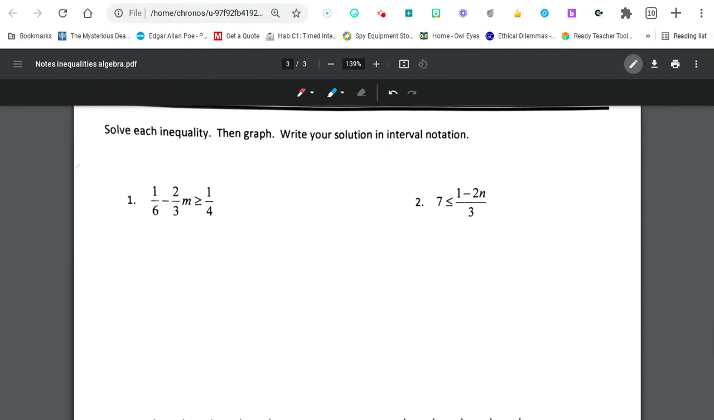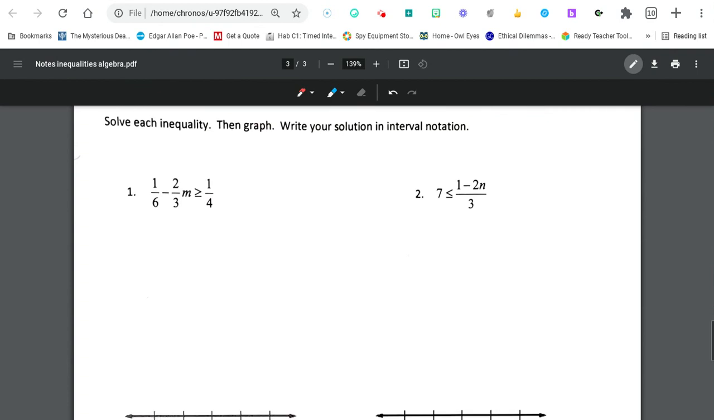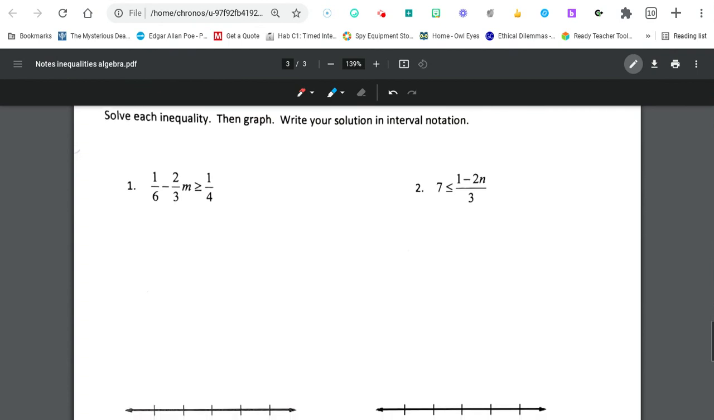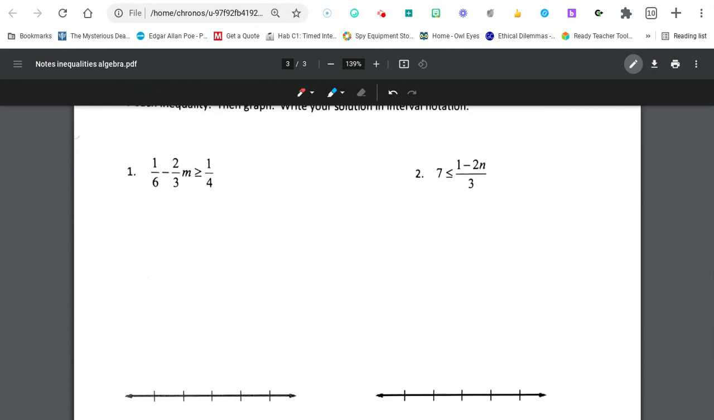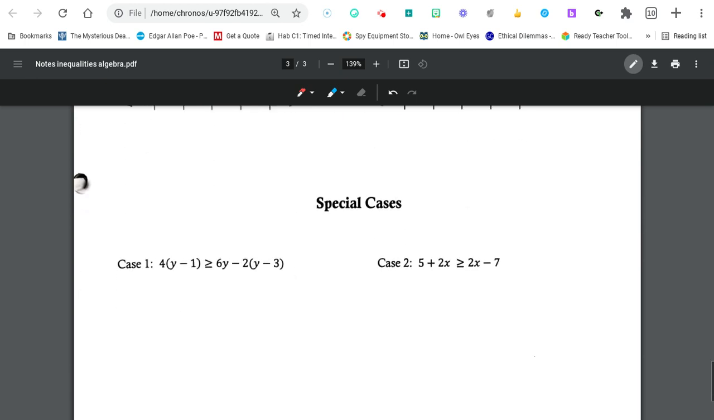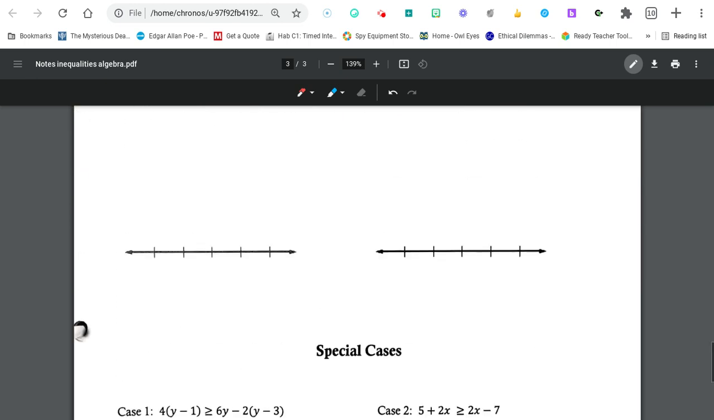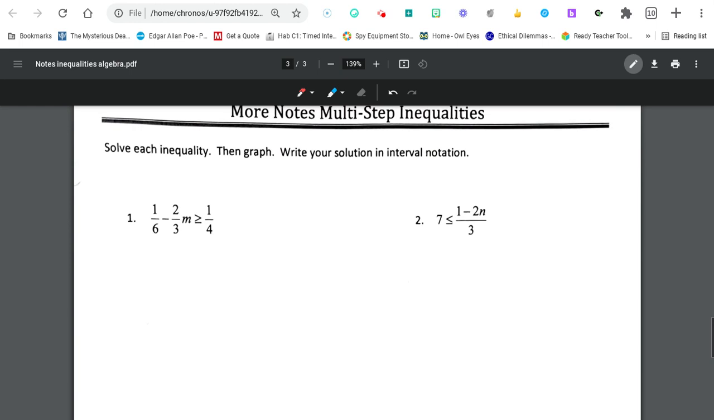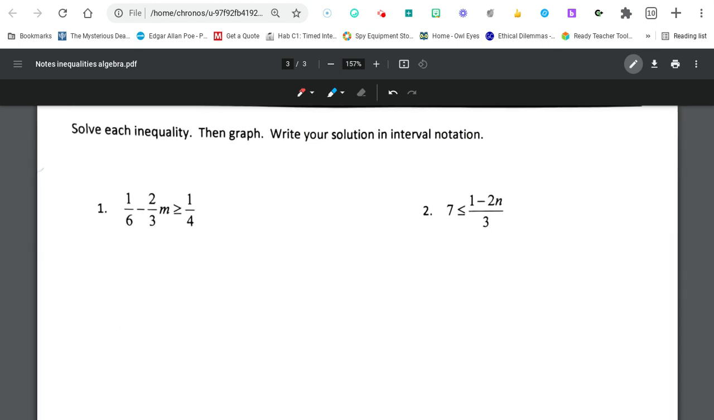All right, these look a little different from the ones that you saw on the worksheet, so I decided to put these in. You've seen these with equations before, so I just wanted to reiterate it with inequalities, okay? And then we're going to talk about some special cases. Okay, let's take a look at number 1.